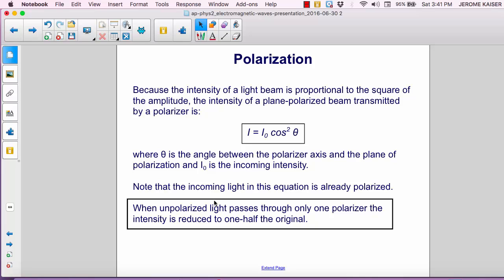Note that the incoming light in this equation is already polarized. So, and this is important, when you're dealing with unpolarized light, you're going to pass it through one polarizing filter to produce some kind of polarized light, and this reduces the intensity to 1/2 of the original. After that, you pass it through the next polarizer, angled at some angle theta relative to the first one, and that's when this equation I equals I naught times cosine squared theta is applied.